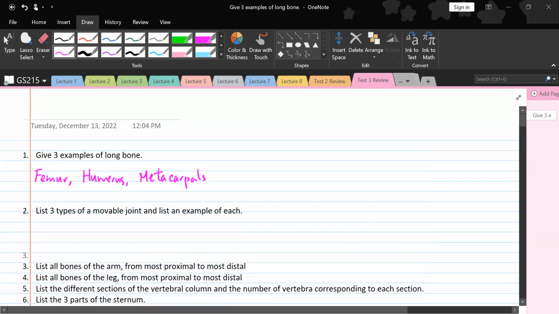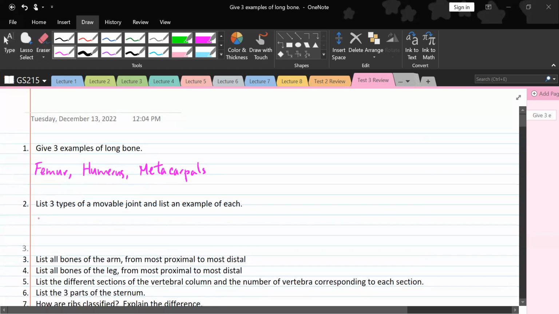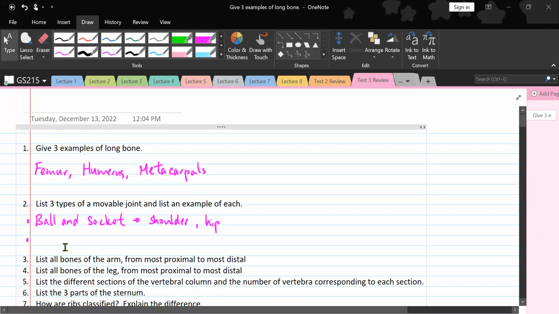Next one, list 3 types of movable joints and list an example of each. So we have things like ball and socket. And an example of ball and socket would be the shoulder. And another example would be the hip. So that's one example of movable joint.